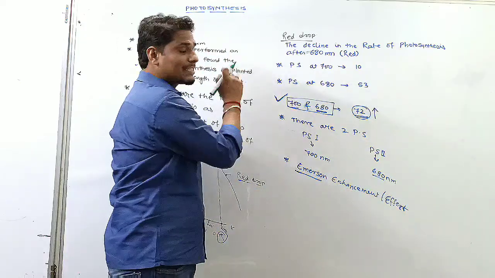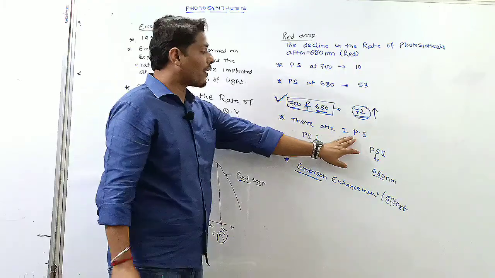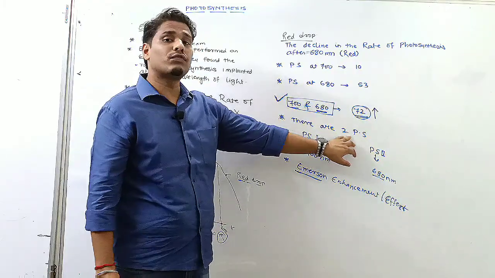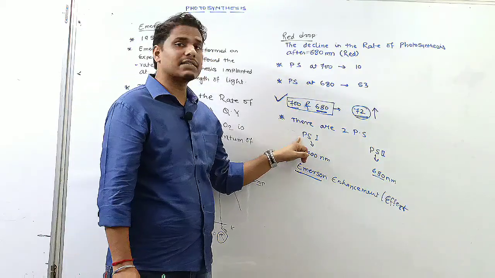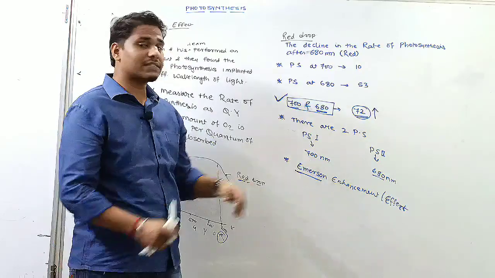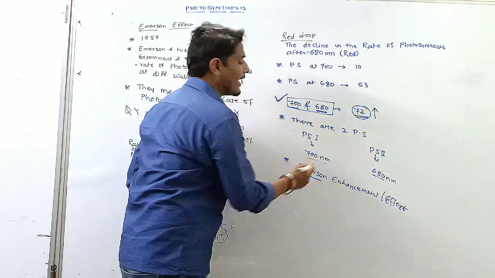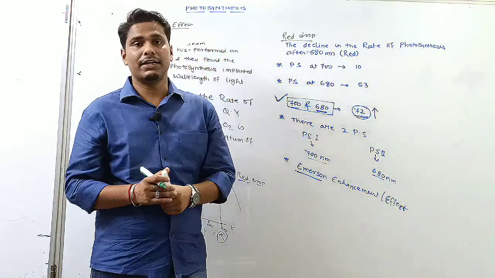And from the same experiment, he found out there are two photosystems. One is called PS1 and the other is called PS2. PS1 absorbs 700 nanometer light and PS2 absorbs 680 nanometer light.